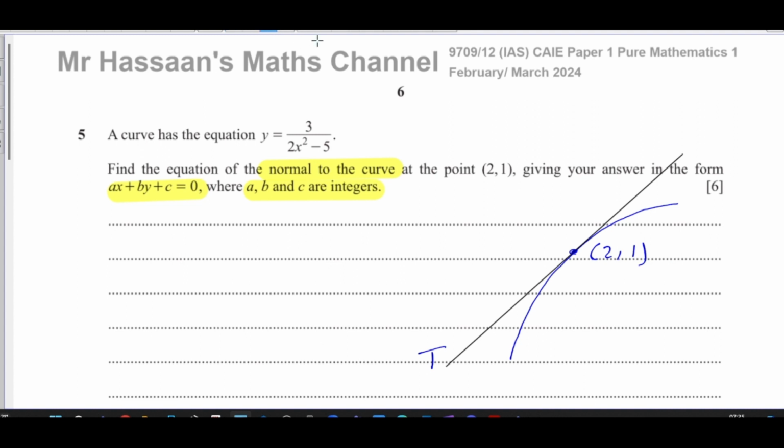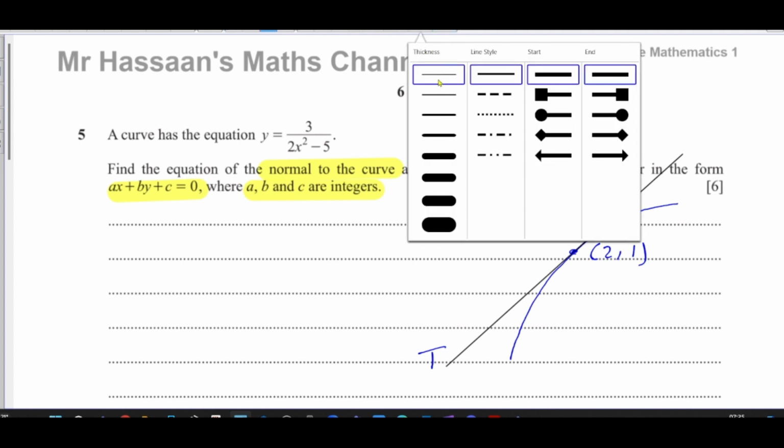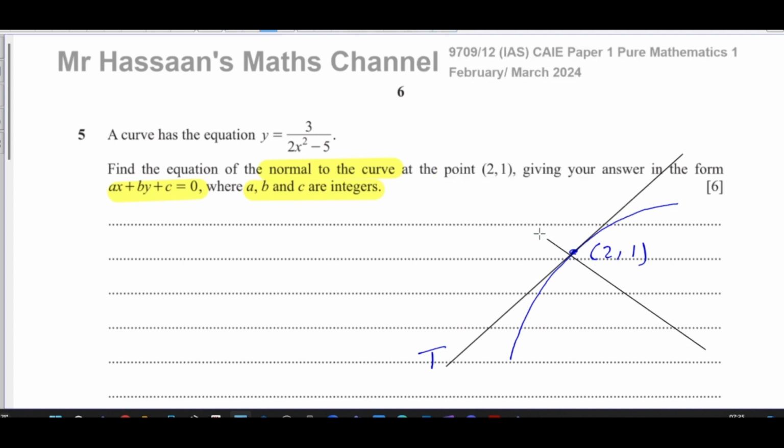Now, the normal to the curve is basically a line which is perpendicular to the tangent going through that same point. So it has to be perpendicular to the tangent, but going through that same point there. So that's a right angle between the tangent and the normal. And what they're asking us to find is the equation of the normal to the curve at this point for this particular curve, in this form, ax plus by plus c. So that's what they're asking us to find.